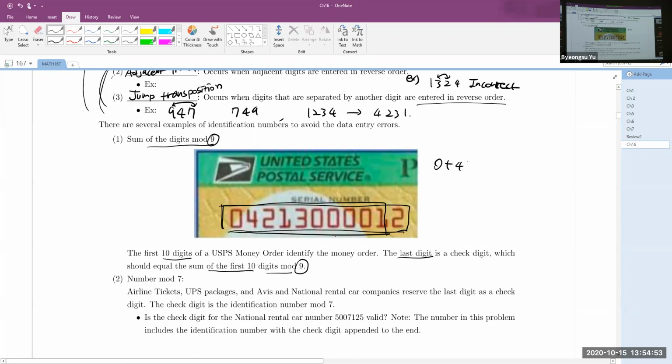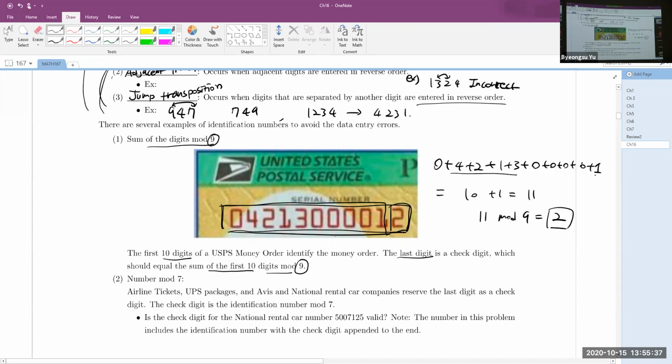So for example, if you take the sum of the digits, you can see 0 plus 4 plus 2 plus 1 plus 3 plus 0 plus 0 plus 0 plus one more 0 plus 1. So this part is 10, this one is 1, so it is 11, right? Then 11 mod 9 is equal to 2, because 11 is just 9 plus 2. So that's why we use the last digit 2 as the check digit, right?